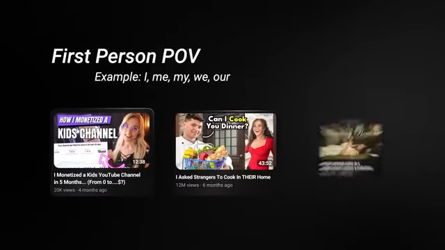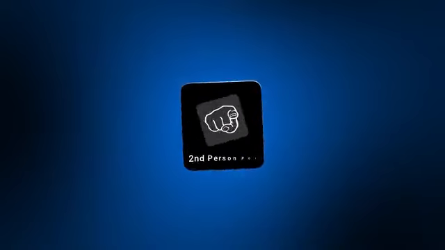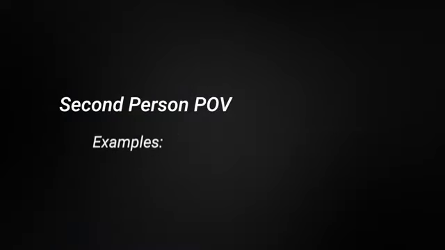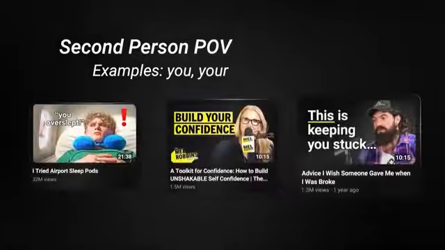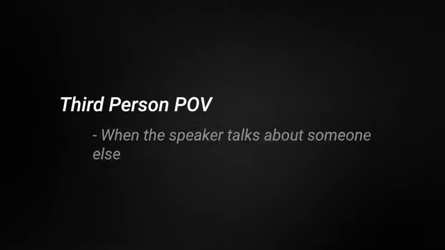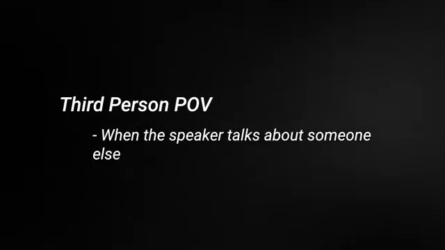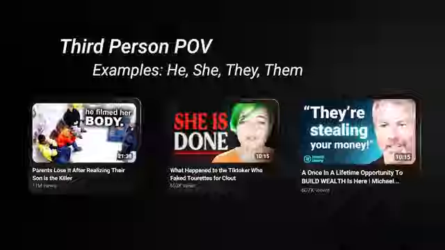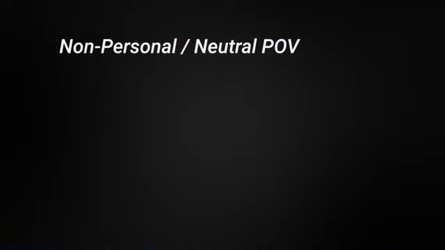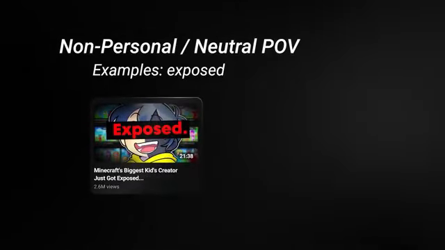Now, second person language is when the speaker talks directly to the audience, using words like you or your. Again, some examples will be on the screen. Third person language is where the creator talks about someone else, not themselves, not their audience. So you'll see words like he, she, they, and them. And lastly, we have a non-personal or neutral point of view. Examples of this would be phrases like exposed, do this, or Alabama, Arkansas.